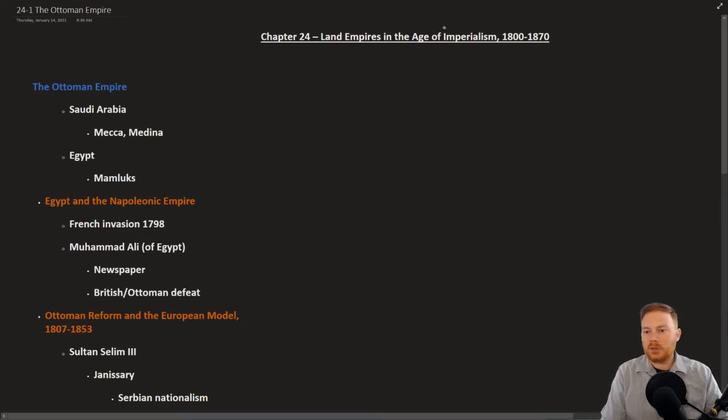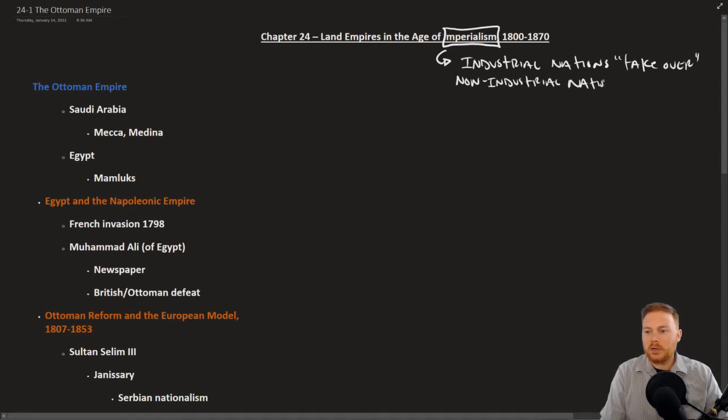So this term, imperialism, I don't think we really had the chance to take a look at it, but it's more or less used to describe a period in world history where industrial nations essentially, quote-unquote, take over non-industrial nations. And so this chapter is about, what about those land empires which we talked about in previous chapters? How do they compete with these newly industrial powers and their effort to kind of take over everywhere else?